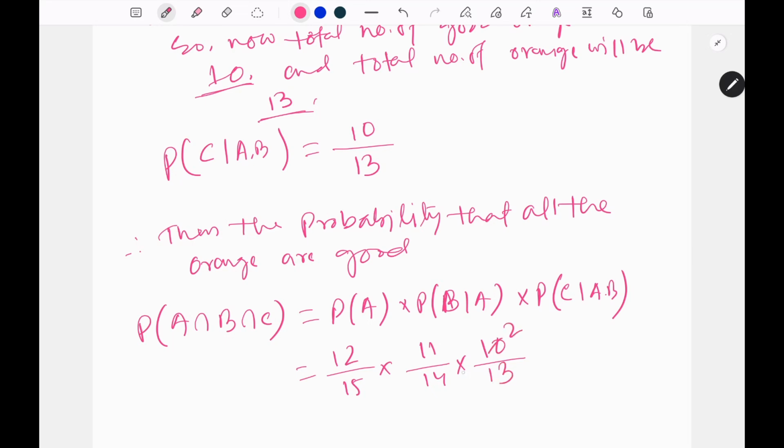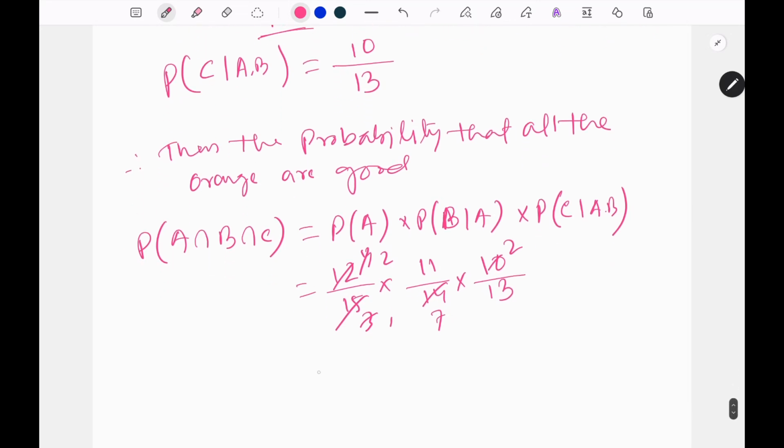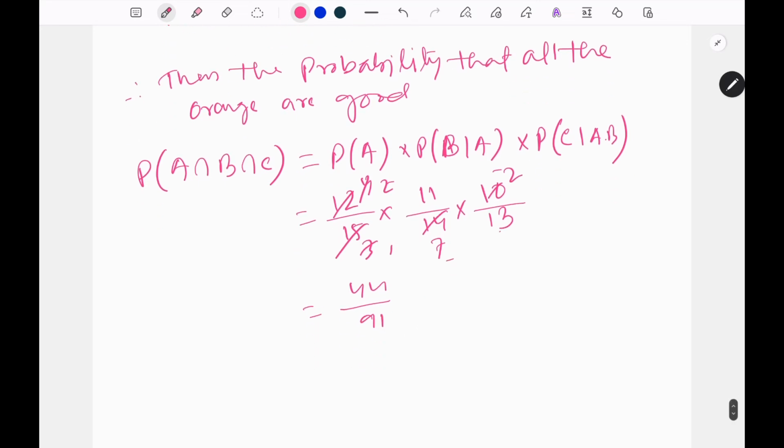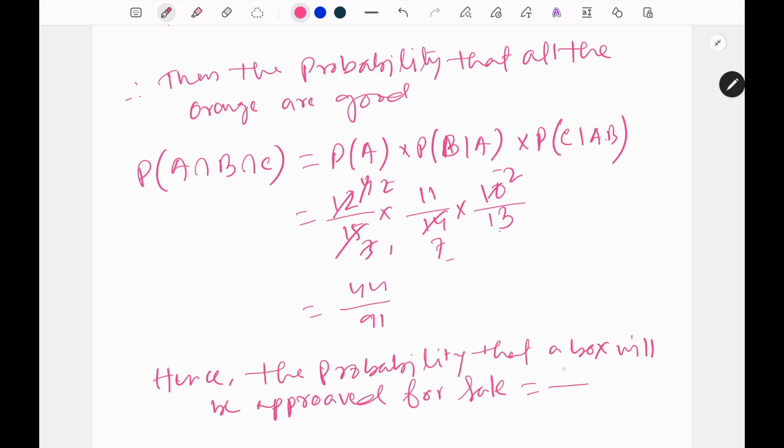So it is: 5 3s are 15, 5 2s are 10, 3 1s are 3, 3 4s are 12, 2 2s are 4, 2 7s are 14. So it is 2 into 2, 4, 4 into 11, 44, 7 into 13, 91. So 44 by 91. Hence the probability that a box will be approved for sale is equal to 44 by 91.